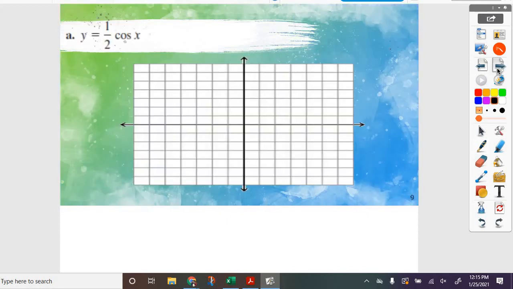Graphing some things that have different values. So notice on this one, I have an A value. And what did we say that our A value stands for? What's our new fancy word? Amplitude. So what is our amplitude this time? 1/2.